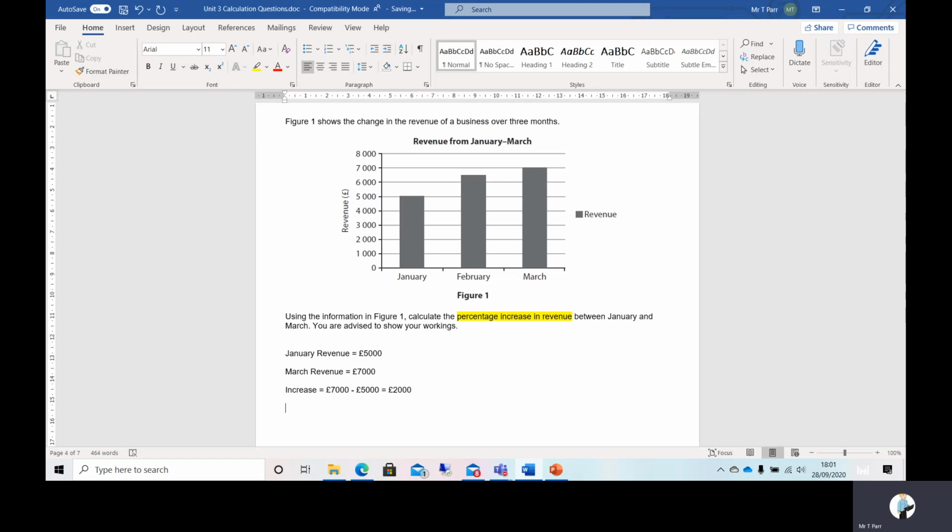So to work out the percentage increase, remember it's going to be 2,000 divided by 5,000. Because when we're getting a percentage of something, it's going to be the difference as a percentage of the revenue, and we times that by 100 to get a percentage, and that gives us 40%. Because 2,000 is 40% of 5,000. So that is the answer to that one.